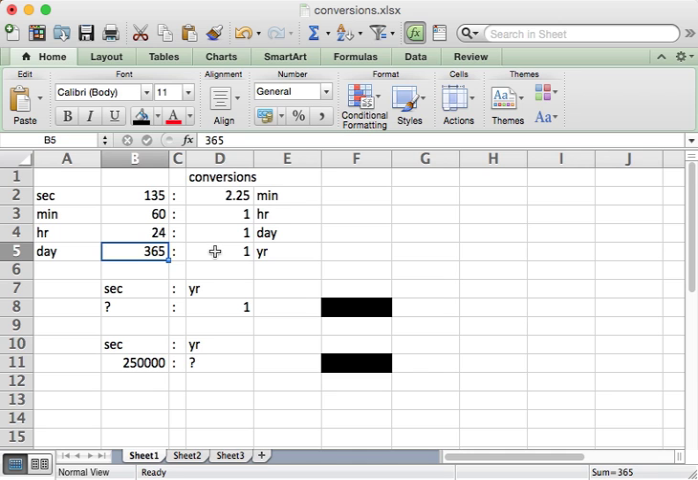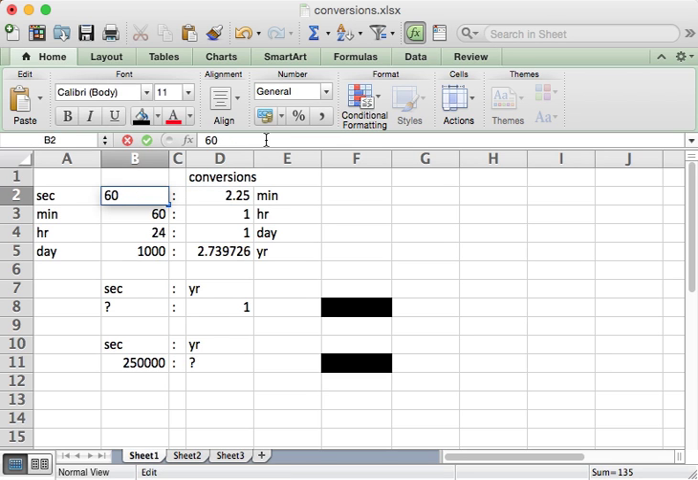365 days per year, going backwards, I know I would have to divide however many days by 365 to see how many years that is. So if I input here 730, it would tell me 2 years, or some random odd number, right? 1,000 days, 2.74 approximately years.